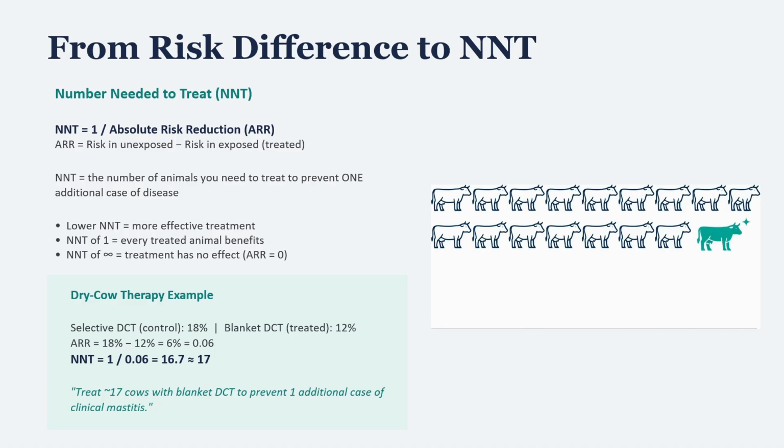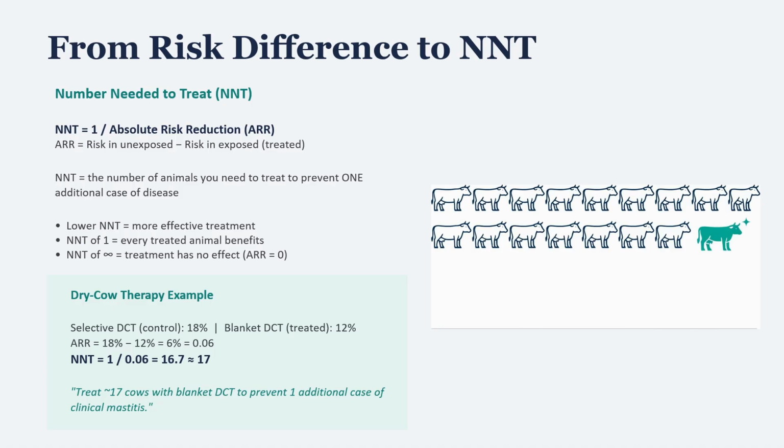A few things to keep in mind about interpreting NNT. Lower is better. An NNT of 2 means every other animal you treat benefits, which is a very effective treatment. An NNT of 100 means you need to treat 100 animals to benefit 1, which might still be worthwhile depending on the severity of the disease prevented and the cost and safety of treatment, but it's a much weaker treatment effect. NNT of infinity means the ARR is 0.